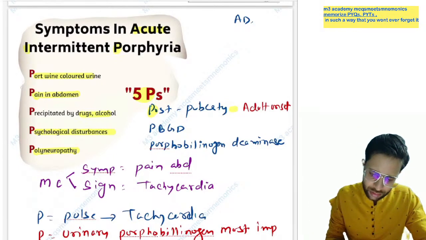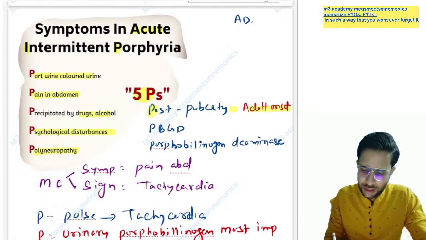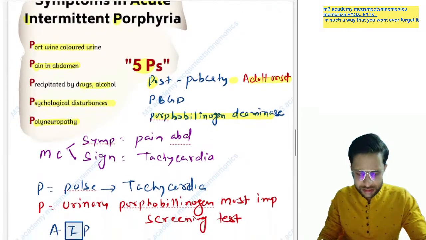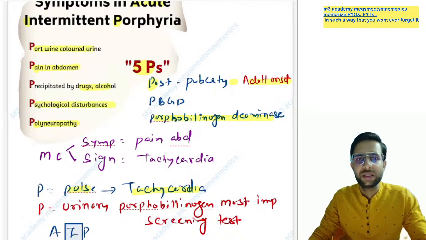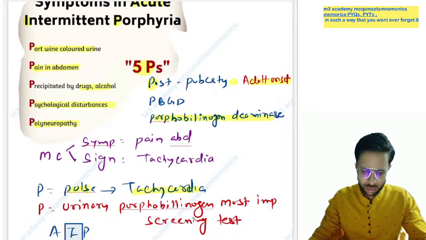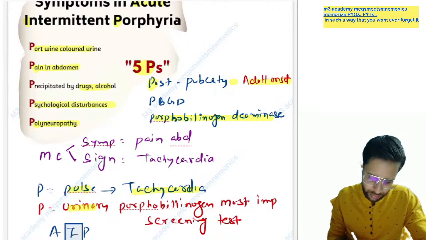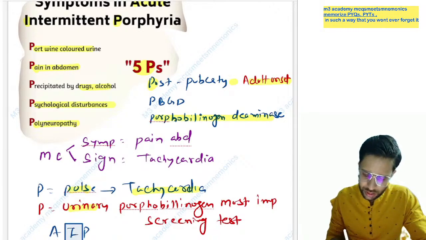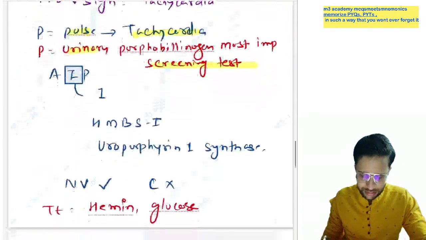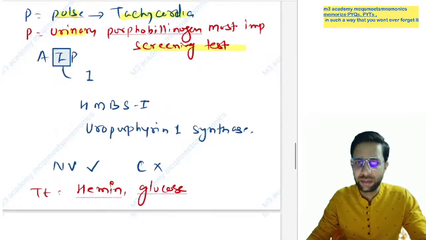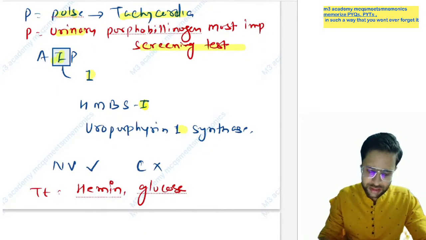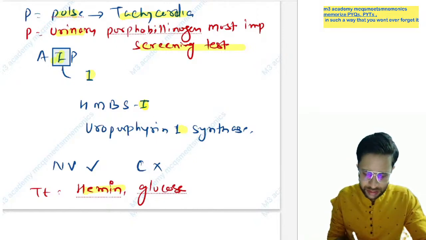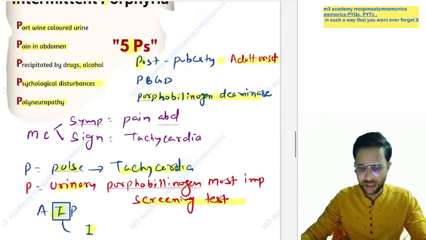Then again P, post puberty, so it is adult onset. The enzyme is porphobilinogen deaminase. P for pulse: tachycardia is the most common sign, and abdominal pain is the most common symptom. Again, urinary porphobilinogen is the most important screening test. Which enzyme in AIP? I looks like 1, so the enzyme with 1 will come here. Treatment is hemin and glucose.